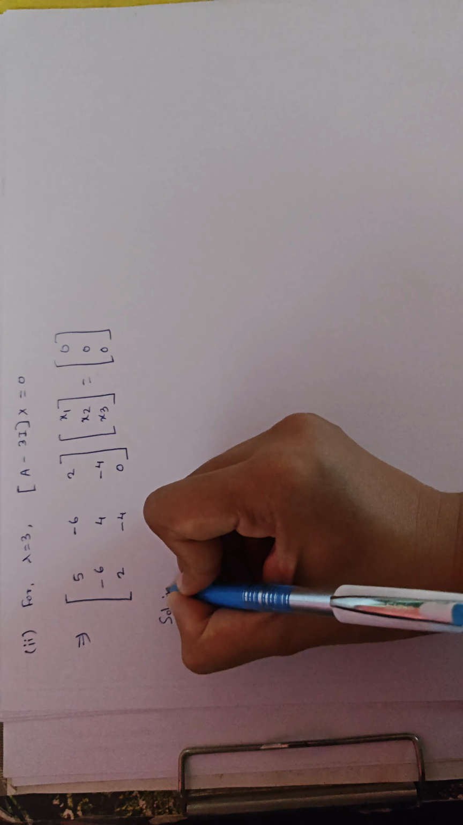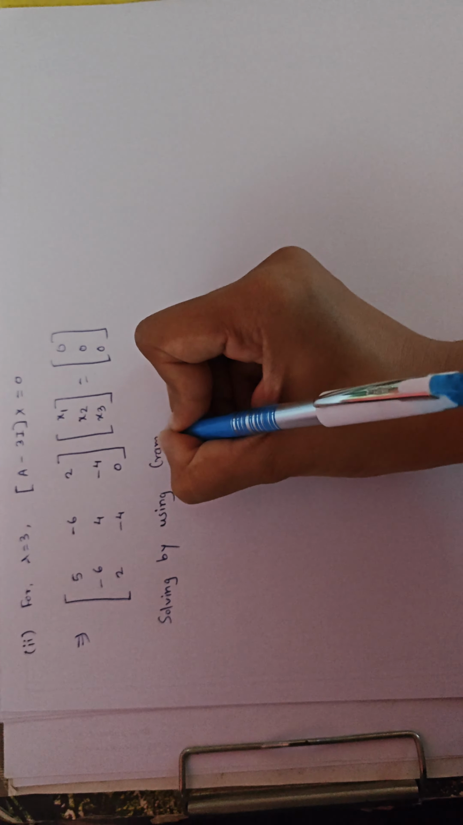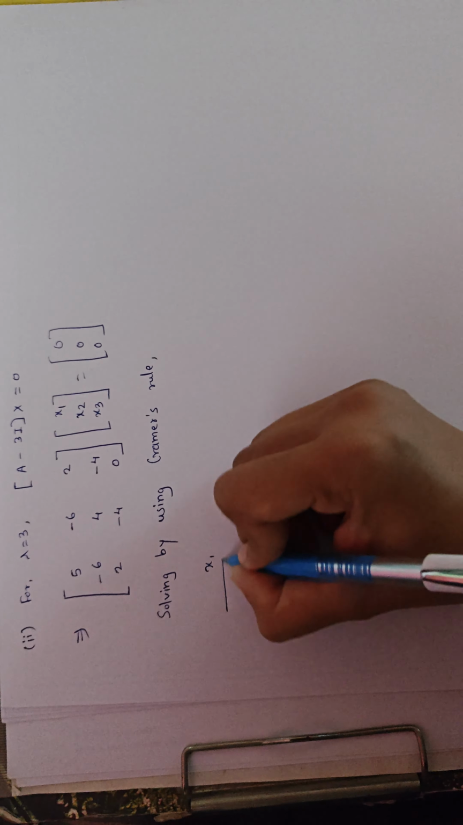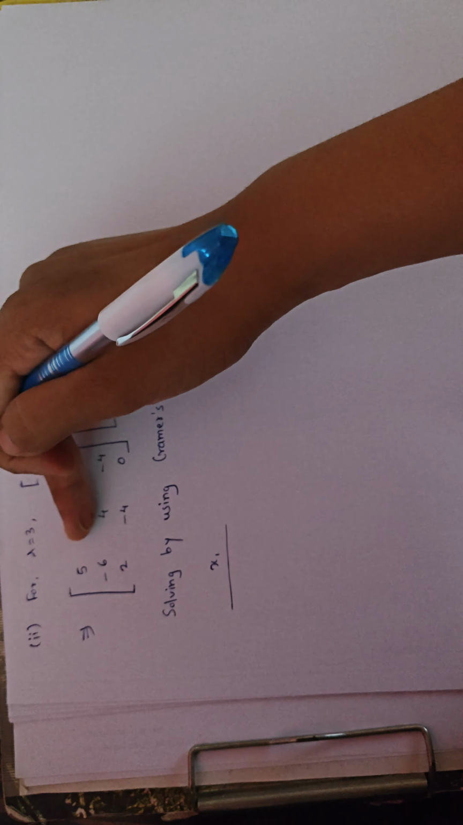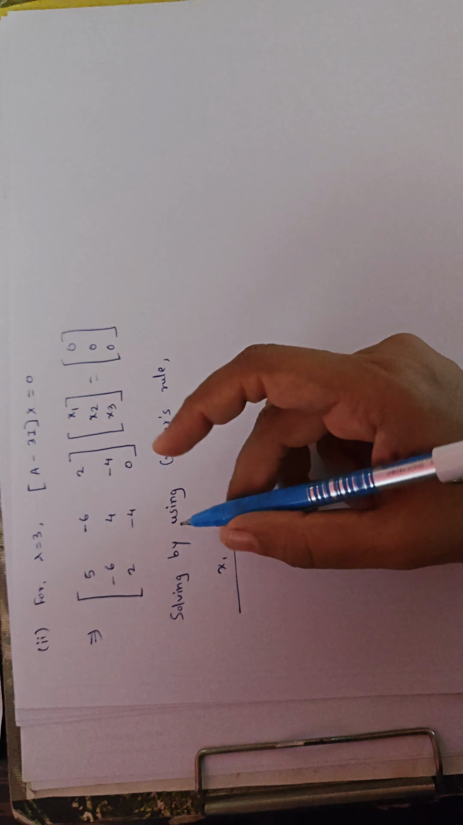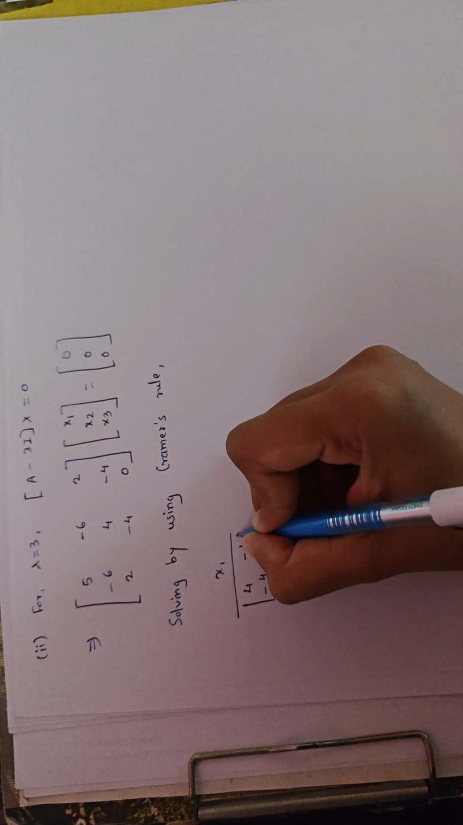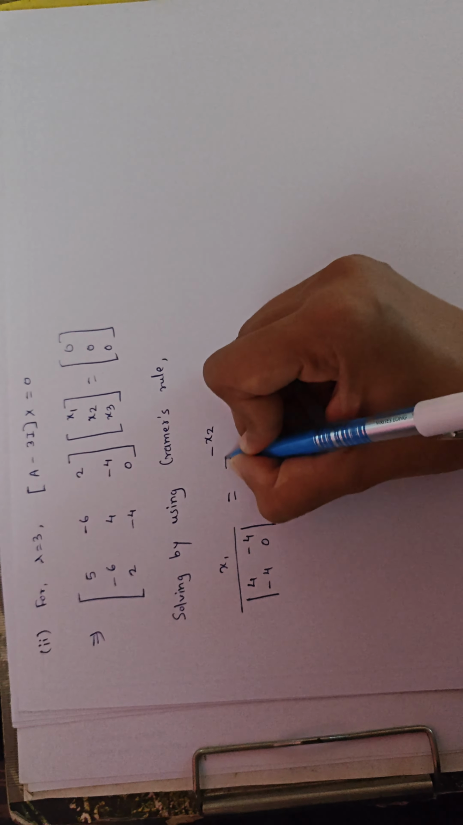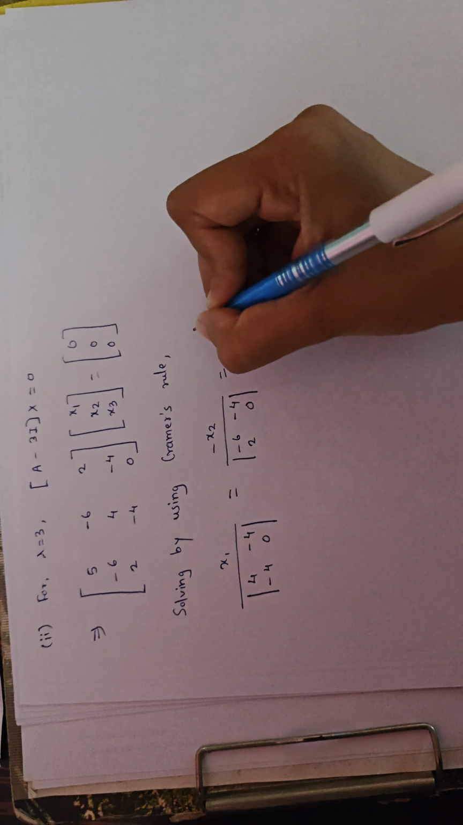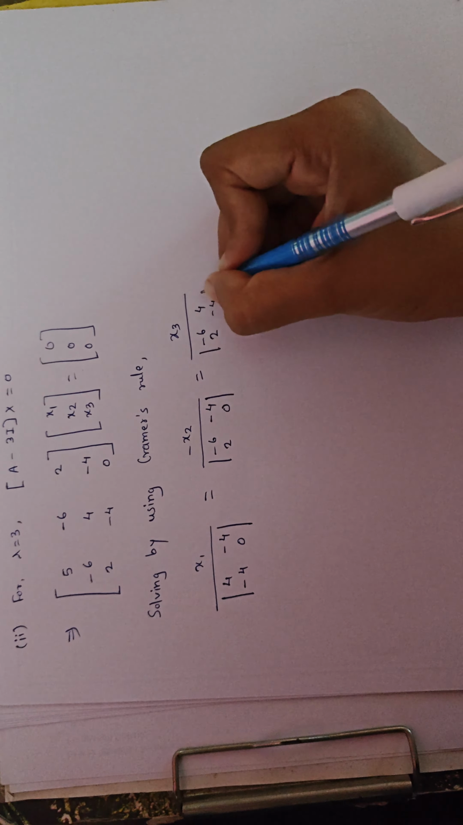Solving by using Cramer's rule, x1 upon, here for x1 we will delete first row first column, for x2 first row second column, for x3 first row third column. x1 upon determinant of [4, minus 4; minus 4, 0] is equal to minus x2 times determinant of [minus 6, minus 4; 2, 0], which is equal to x3 times determinant of [minus 6, 4; 2, minus 4].